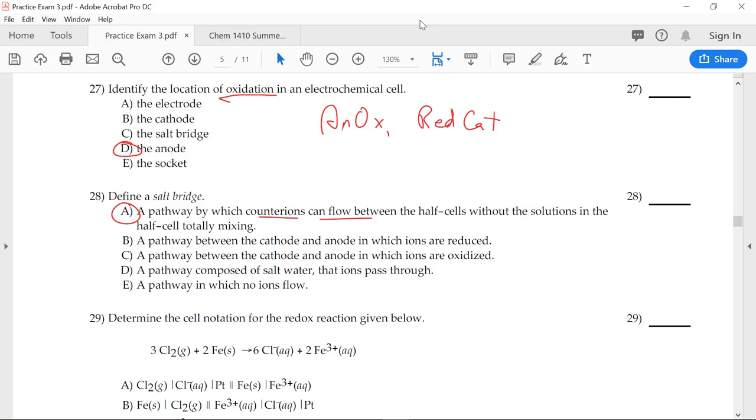Okay. Question number 29. We'll continue with the second half of this review because it's already midnight when I'm recording this, and we have simply too many practice exam questions over here.